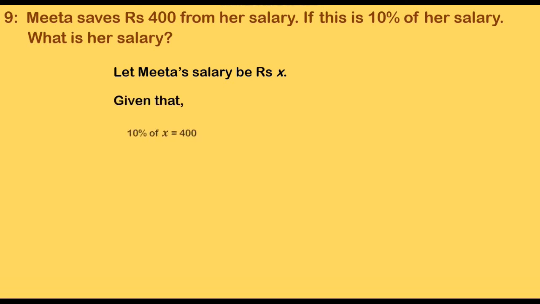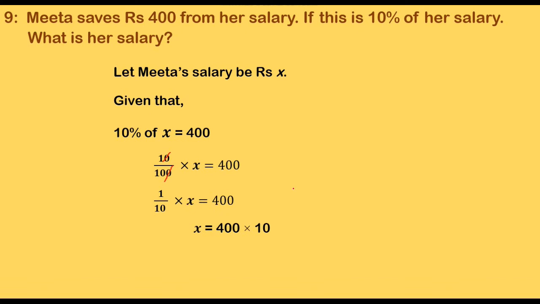So 10% of X is equal to 400. 10% I will write as 10 upon 100 of, that means multiply, X is equal to 400. Now I solve this simple equation and what I get is 0 0 cut. I am left with 1 upon 10. I will shift this 1 upon 10 to the RHS, so I have to take the reciprocal. 400 multiply by 10 will be 4,000. So Meeta's salary was rupees 4,000.